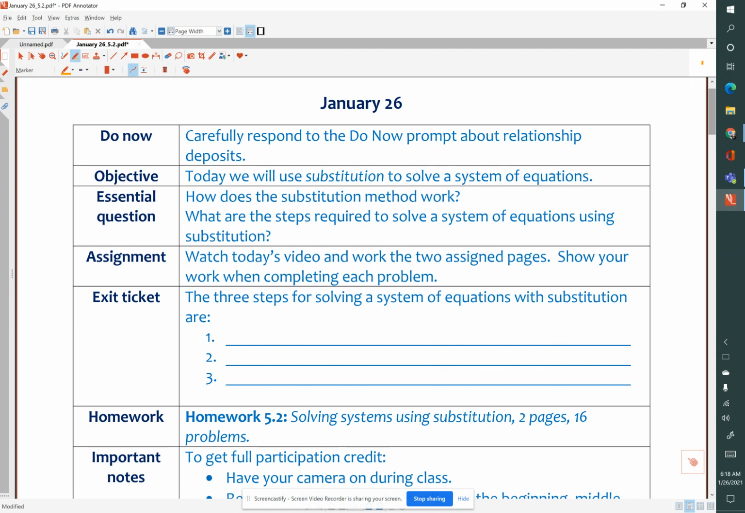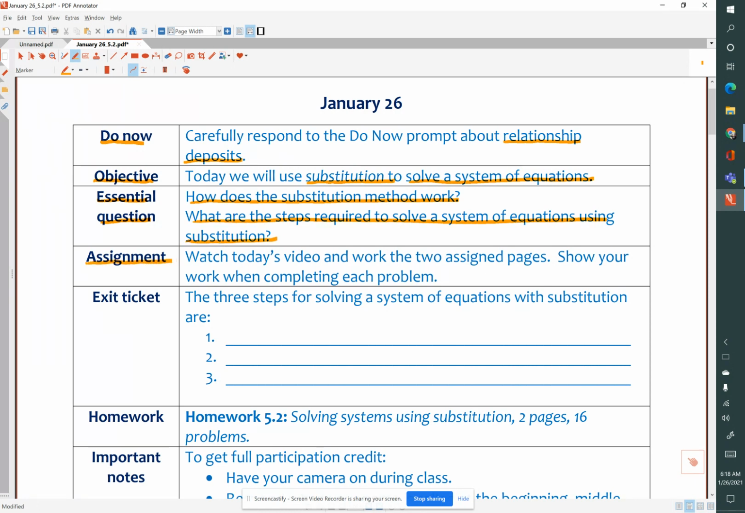We're solving systems of equations using a new method today called substitution. So I'm anxious to share that with you. But first, we do have our do now, where we'll carefully answer a prompt about relationship deposits. Our objective today is to use substitution to solve a system of equations. And our essential question: how does substitution work? And what are the steps required to solve a system of equations using substitution?